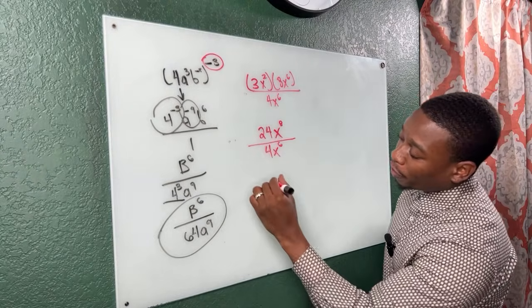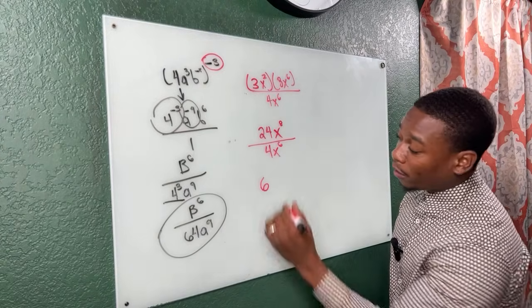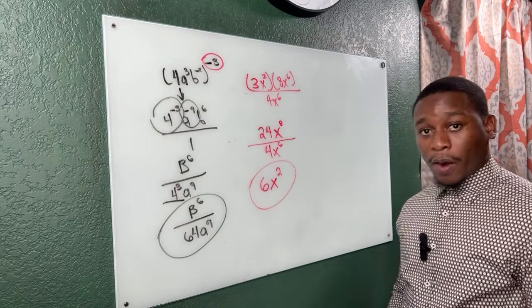24 divided by 4 is 6, and when we have fractions with exponents, we subtract. So this turns into 6x to the second power. All right?